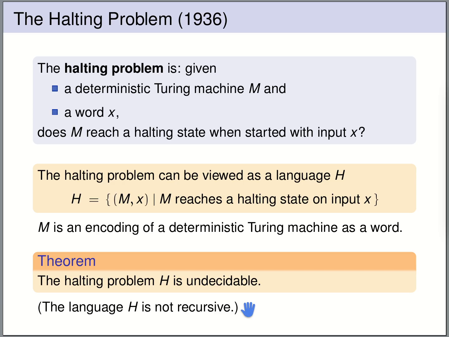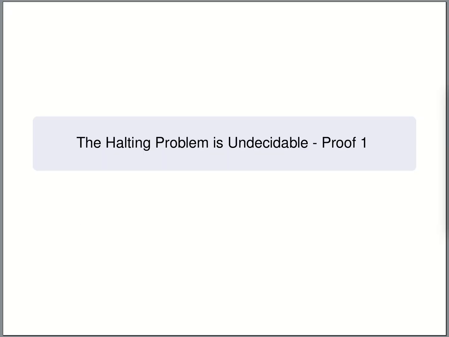We've already discussed that this problem is semi-decidable, so we can write a program that answers yes if it's in, but we may have to wait forever and never see an answer no. So this problem is semi-decidable. The halting problem is really hugely important, and therefore we will give two proofs that it is undecidable. Let's start with the first proof.